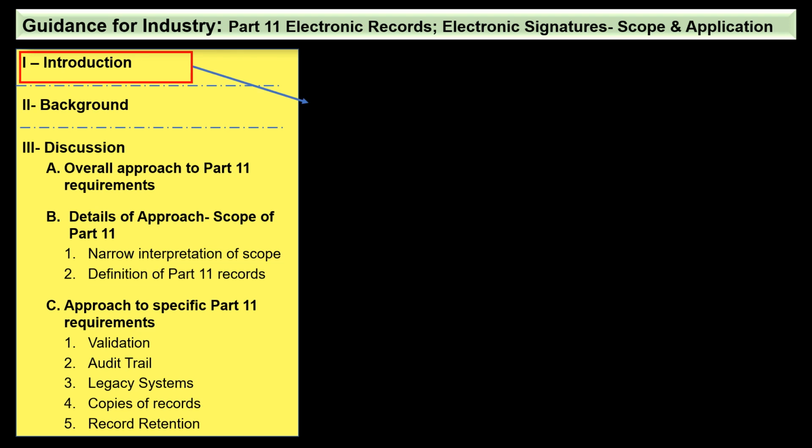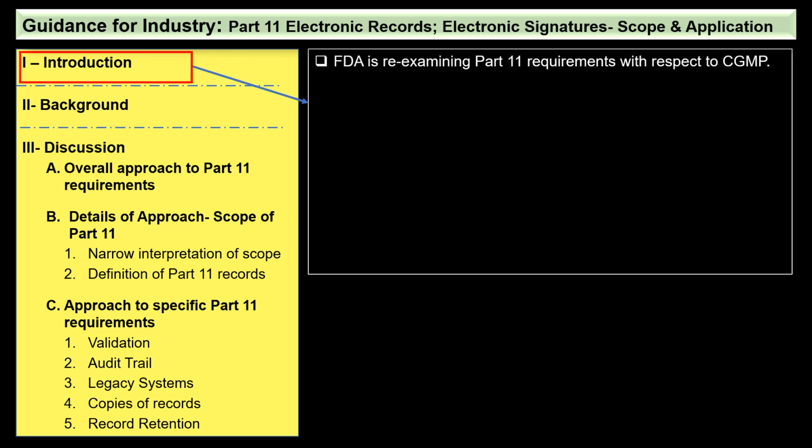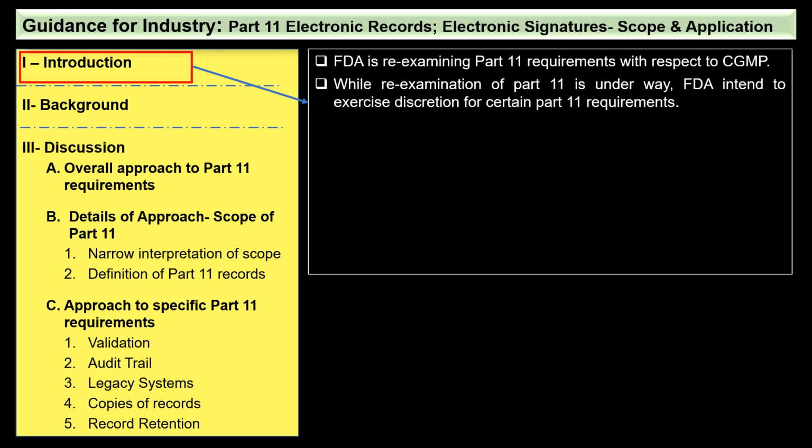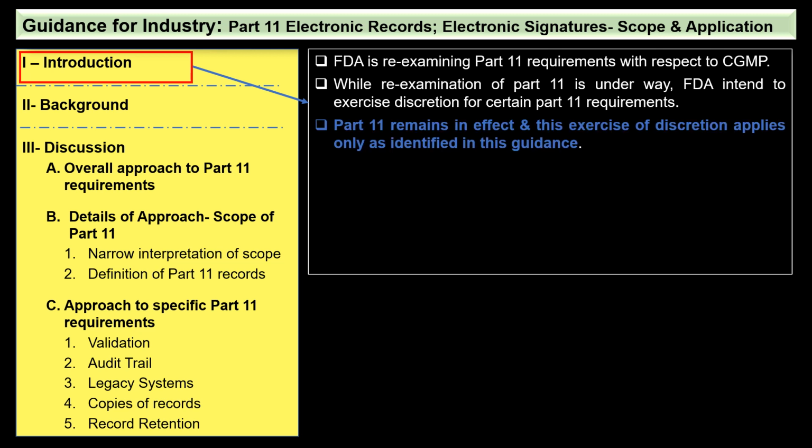So first we look into the introduction that has been given. It has been stated in this guidance that FDA is re-examining the Part 11 requirements with respect to the current CGMP. So this requirement for Part 11 was issued in August 1997, and the agency is re-examining it with reference to the current CGMP. While re-examination of Part 11 is underway, FDA intends to exercise some discretion for certain Part 11 requirements. So we have seen 5 aspects in the introduction part, and specifically discretion has been given on these 5 parts. What are the details? We'll see.